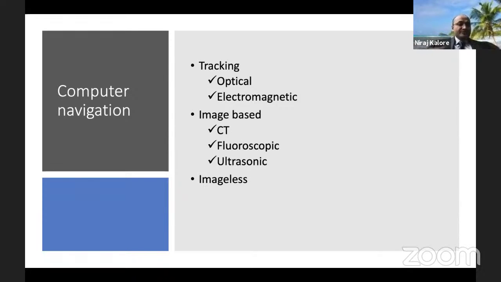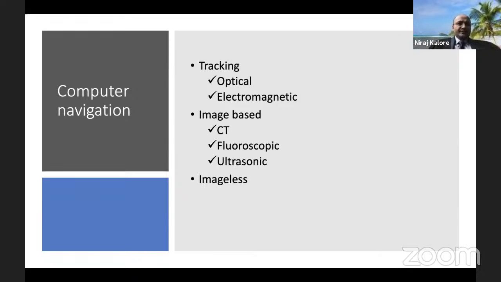The next aspect of this is these can either be image based or can be imageless. The image based ones require a preoperative CT scan, which is currently the gold standard, said to be the most accurate for preoperative planning as well as for translating the plan into actual surgery. Fluoroscopic navigation is a very interesting and a new development, and we'll discuss it as it comes. I haven't given much details on ultrasonic navigation in the following slides because it's still upcoming.